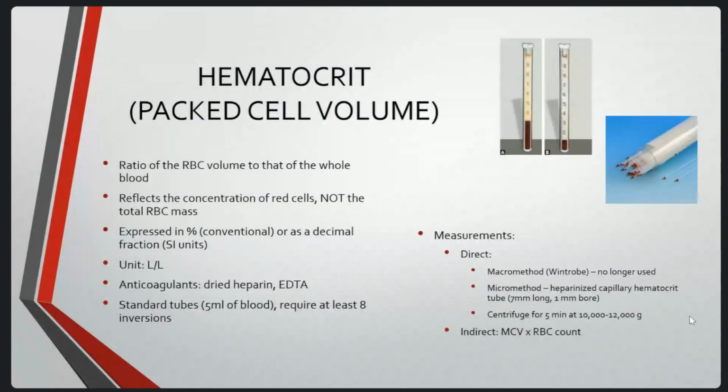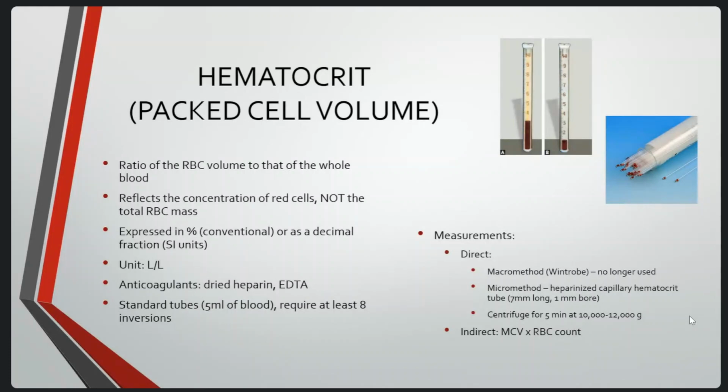Now we go to the different components of our hematology examination, specifically the complete blood count. First, we will tackle hematocrit, also known as the packed cell volume. This refers to the ratio of our RBC volume to that of the whole blood. So it will reflect the concentration of red cells, but not the total RBC mass. Usually it is expressed as a percentage for conventional units or a decimal fraction for SI units. For SI, we use liter per liter.